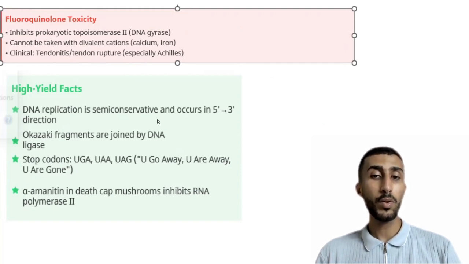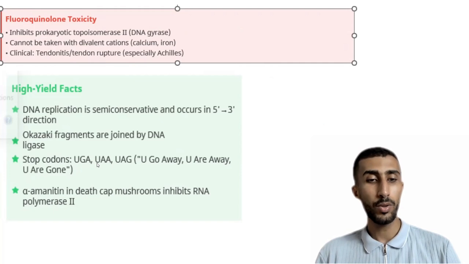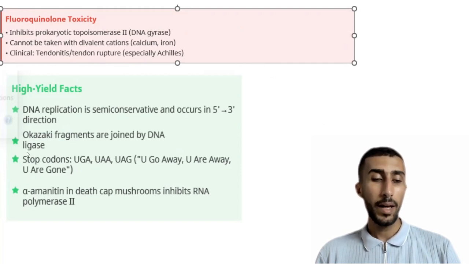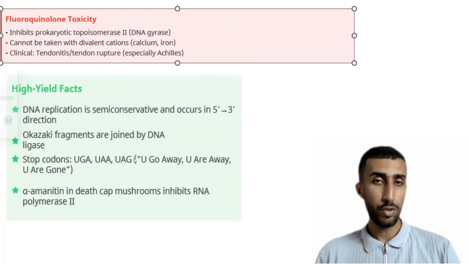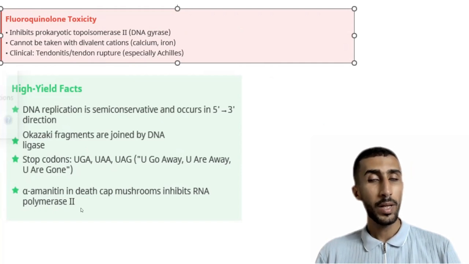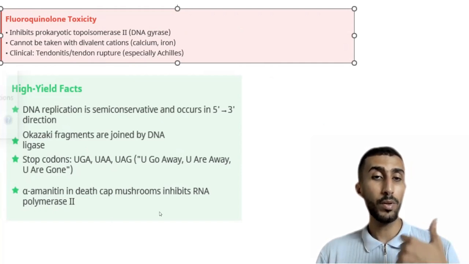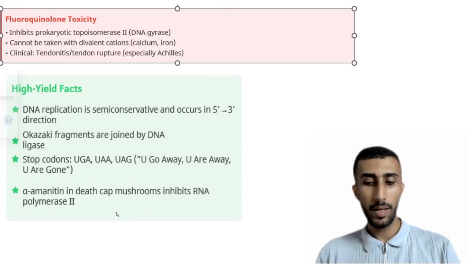DNA replication is semi-conservative and occurs from 5' to 3', with Okazaki fragments joined by DNA ligase. The stop codons are UGA, UAG, and UAA. So these are the stop codons. If we have a nonsense mutation, we are going to get one of these, and we will have a truncated protein. Alpha-amanitin inhibits RNA polymerase 2, which is the one responsible for our messenger RNA.